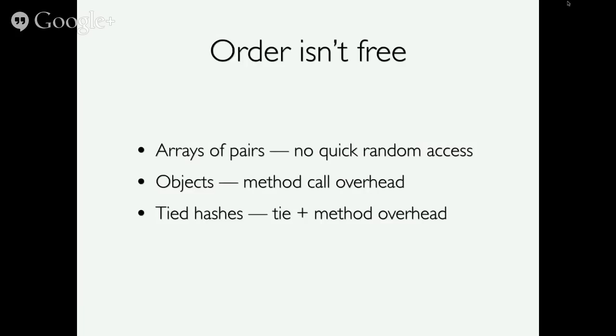But it's not free. So what can you do to get order? One of the things I talked about in HTTP Tiny is to use an array. You have an array of pairs. That's great, but you don't get random access. Another thing you can do is use an object and have the object encapsulate the mapping as well as the order. You can also use tied hashes, so it looks like a hash, but actually it preserves order. And the downside of that is that you have tie overhead plus the method call overhead that you get with objects. And you'll see a lot of that in the benchmark.